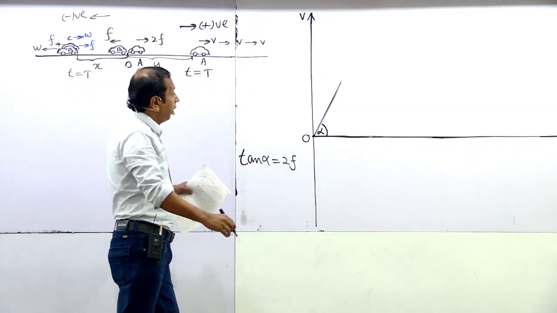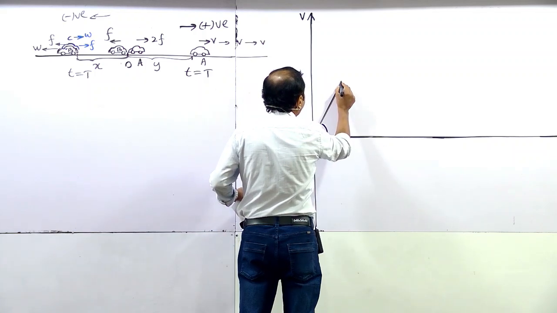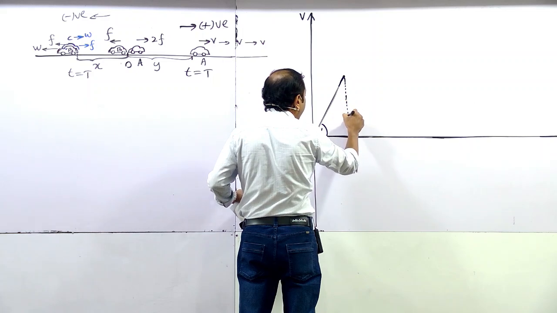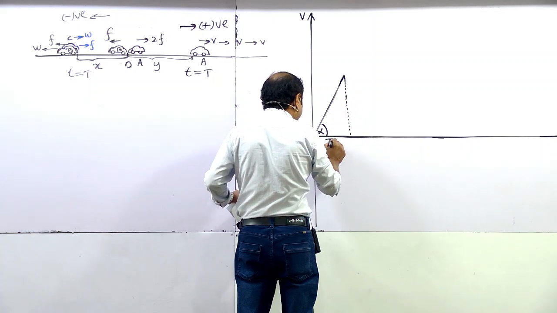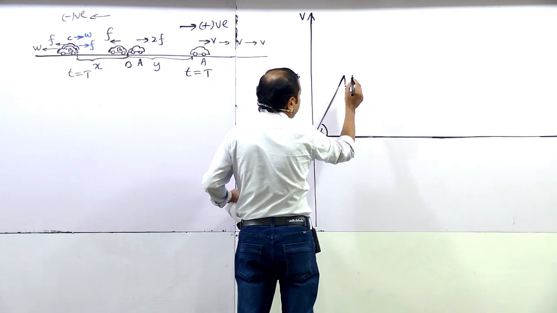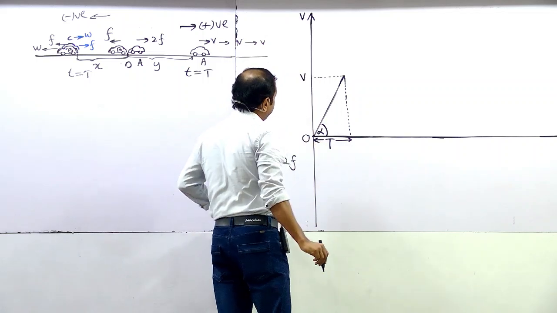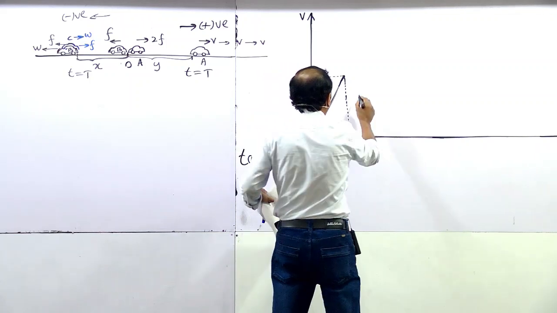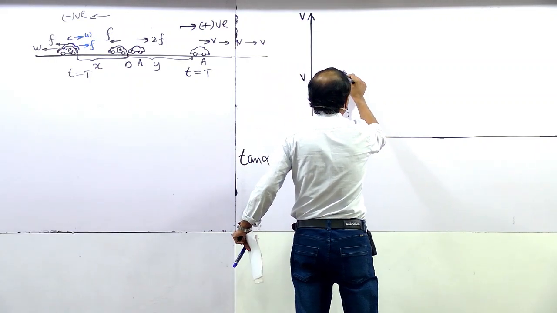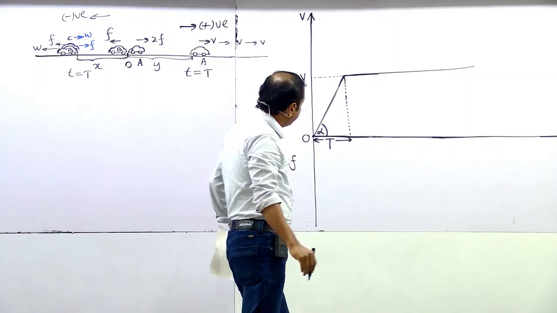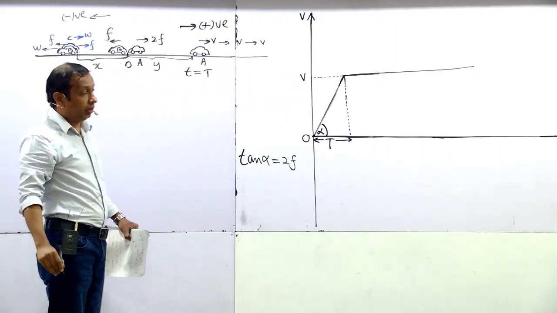Okay? After time t, right? I take time t here. This is a time t. After time t, it will acquire a certain velocity, no? I have assumed that velocity as v in the case, right? Now, thereafter, A moves with constant velocity like this, right? This is the motion of A, right?